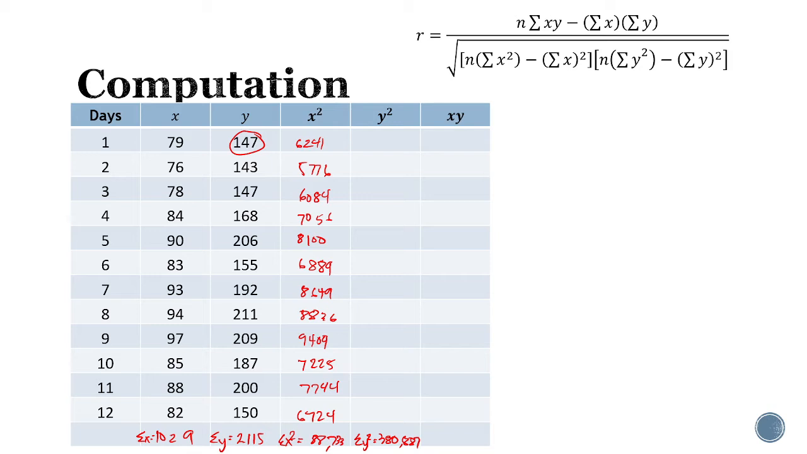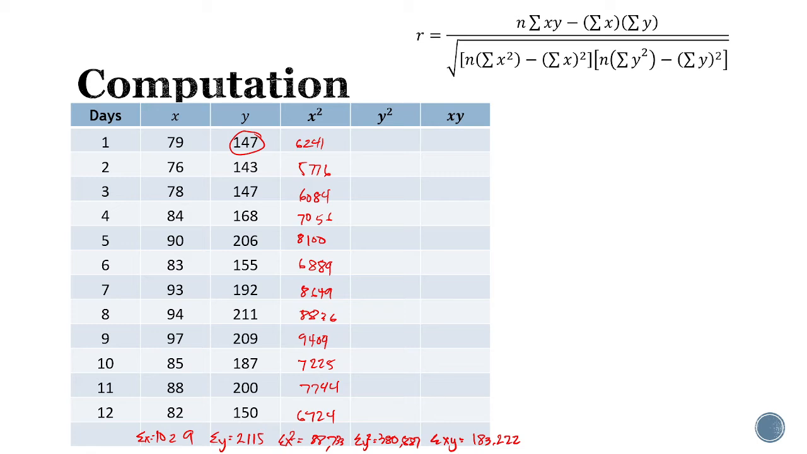And for the summation of xy, gagawin nyo naman 79 times 147. Tapos ganun ulit dito, 76 times 143. Lalagay nyo yung lahat dito. And for the summation of x times y, we will have here 183,222. So that will be our summations na gagamitin natin para dun sa ating Pearson product moment correlation.